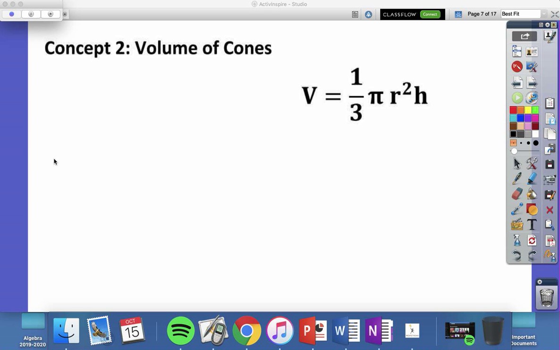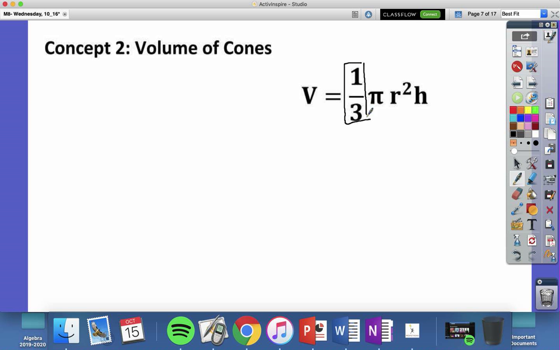So the formula for the volume of a cone is extremely similar to the formula for the volume of a cylinder. There's only one major difference. The only difference between the volume of a cylinder and the volume of a cone is the 1/3. So essentially, a cone is the volume of a cylinder divided by 3. So a cone is 1/3 of a cylinder.